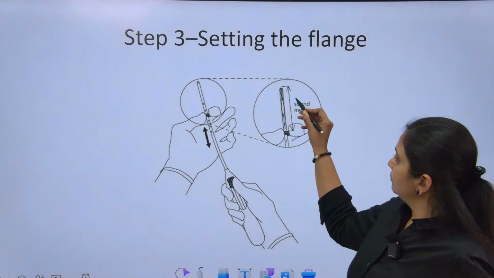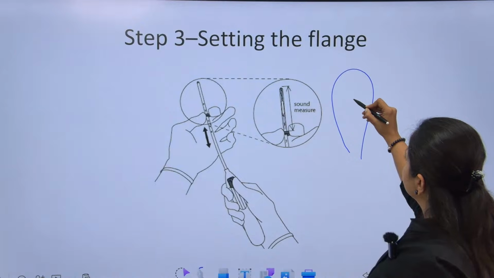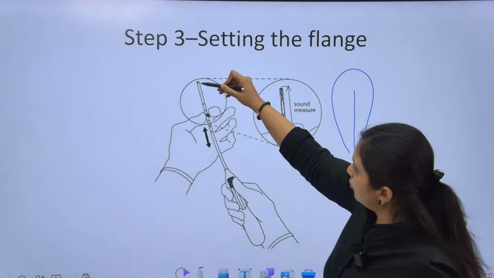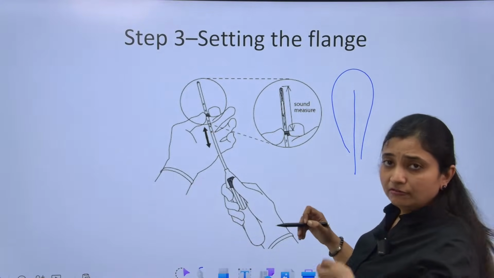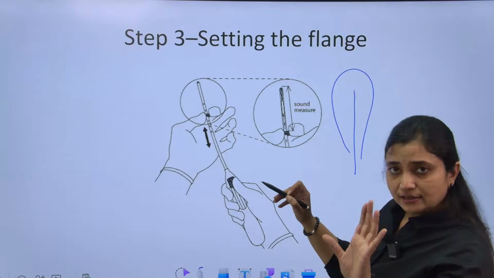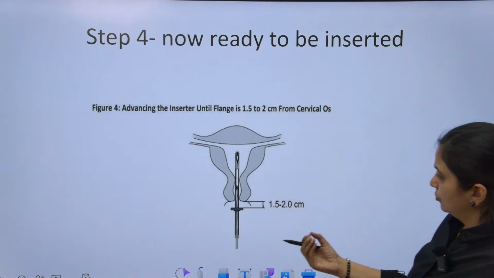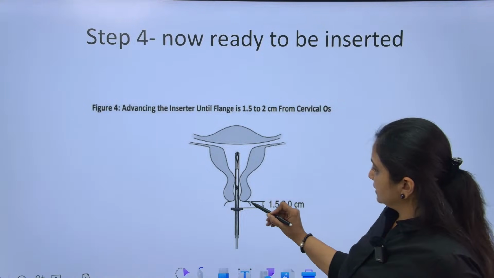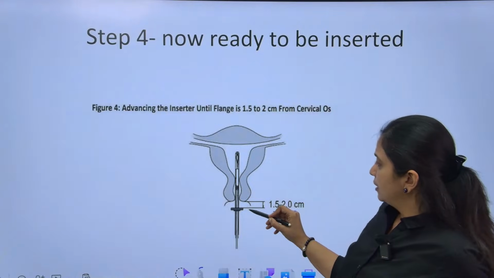Now we have already measured from a sound what our uterocervical length was, something like this. So we have measured that this was the uterocervical length. So from the tip till the flange, we adjust the uterocervical length so that when the final insertion is done, the flange is at the level of the external os. Now, go inside the uterus 1.5 to 2 centimeter so that the tip is in the middle of the uterine cavity.